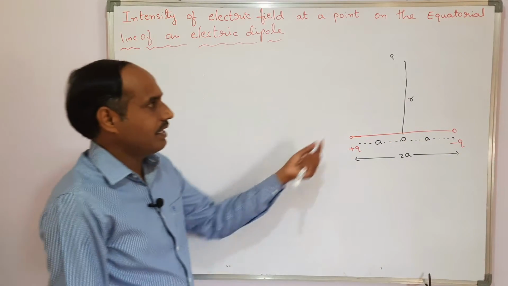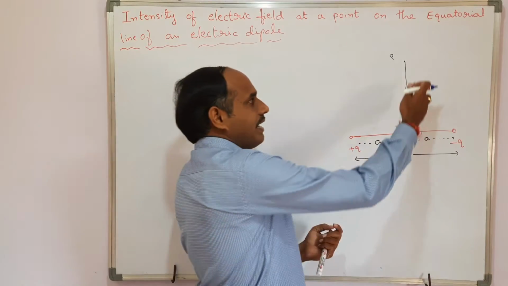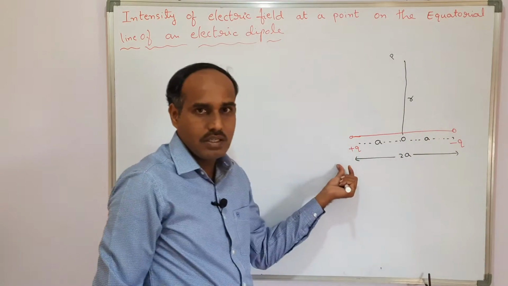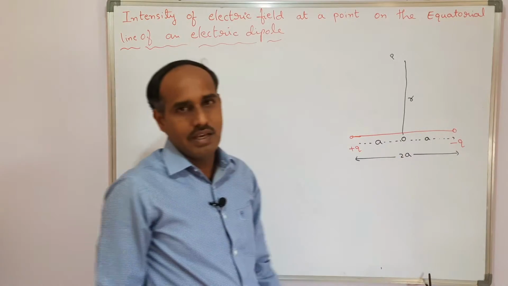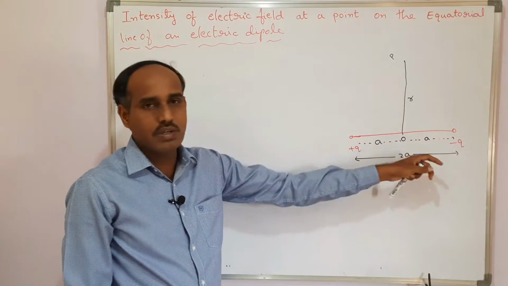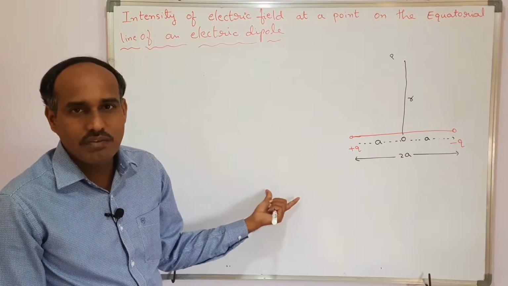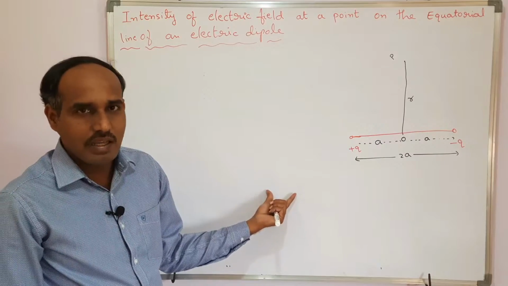Again, to write the net E at this point due to this dipole, we have the electric field strength at this point due to this positive charge as well as due to this negative charge. Let me first take the vector diagram of E1 and E2 due to the positive and negative charges, and then come to write the magnitudes and proceed to the expression for E, right?